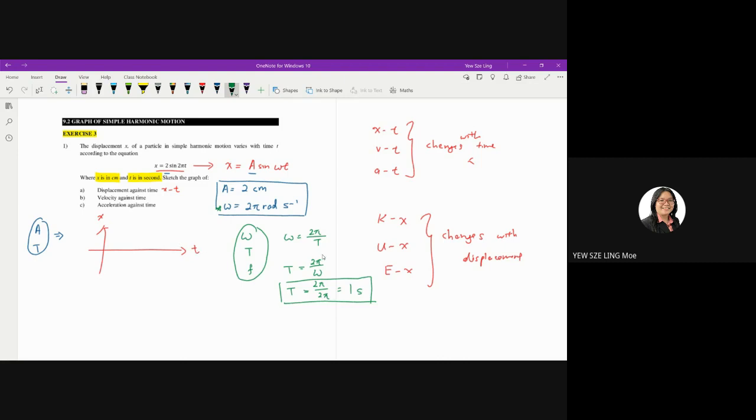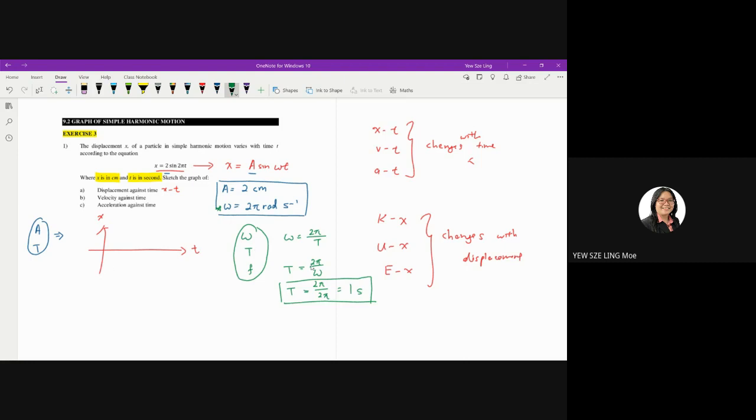Okay, so if there is a value, if it can be calculated, you have to calculate it. If it cannot be calculated, for example, question A asks you to sketch and question B asks you to calculate, it means for A, you don't need to include values. Right? So that is how we determine whether we need to include values in our graph sketchings or not.